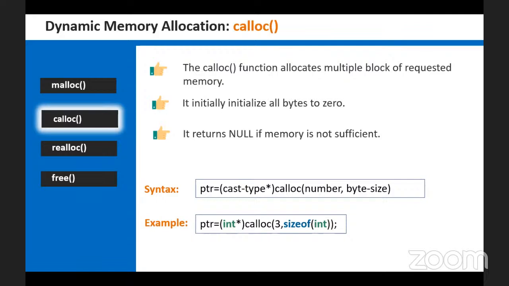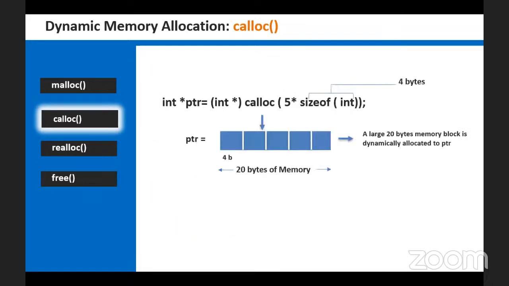Whereas here, what happened? 3 comma 4. That means 3 blocks, every block size is 4 bytes. Like that, memory will be created. Okay? Previously it was a single block of memory location. By observing this diagram, you will get a clear idea. Previously, what I did, 5 into size of integer, the entire block I created.